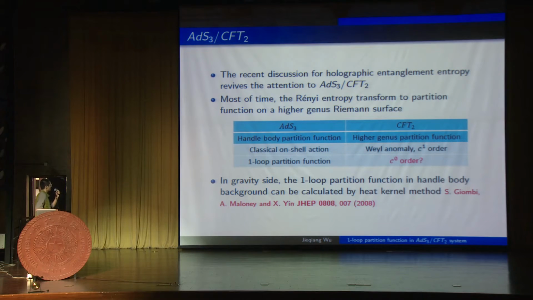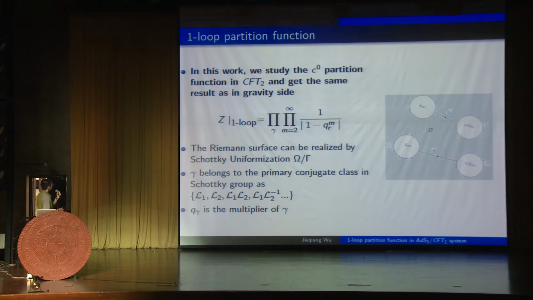In the gravity side, the one-loop partition function in a handlebody background can be calculated by the heat kernel method by this group in 2008. And in this work, we studied the c to the 0 order partition function in two-dimensional conformal field theory, and we get the same result as in the gravity side, like this. Here, the Riemann surface can be realized by the Schottky group, or Schottky uniformization, like this, and gamma belongs to the primitive conjugacy class in the Schottky group. Here, q gamma is the multiplier of gamma.